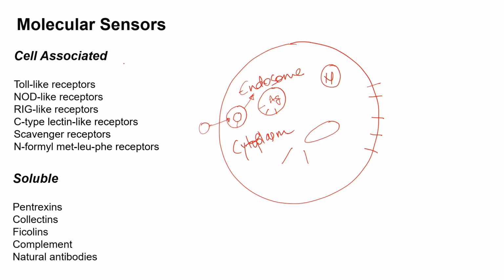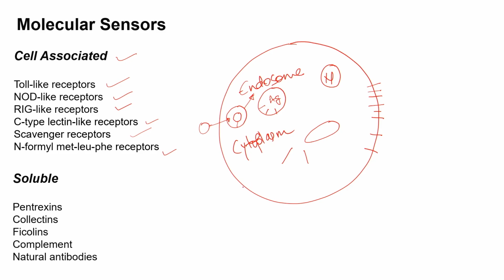So what we are trying to understand is that these could be cell associated sensors, present on the surface. The examples are toll-like receptors, NOD-like receptors, and RIG-like receptors. RIG stands for retinoic acid inducible gene 1-like receptor. The others are C-type lectin-like receptors, scavenger receptors, and N-formyl methionine leucine phenylalanine receptors. These are some of the things present on the cell surface, so these are cell associated structures.